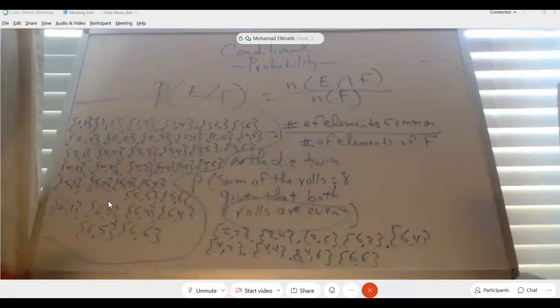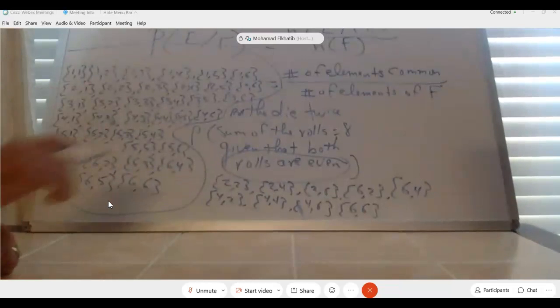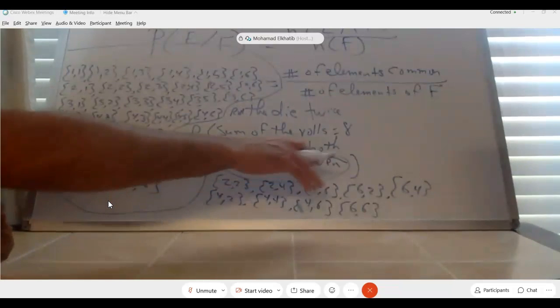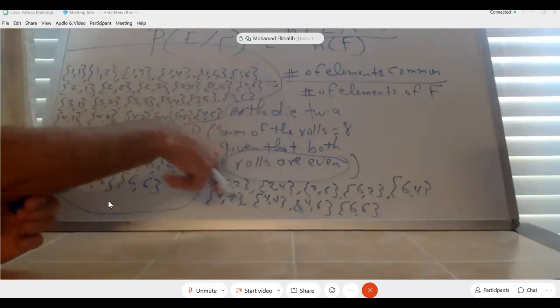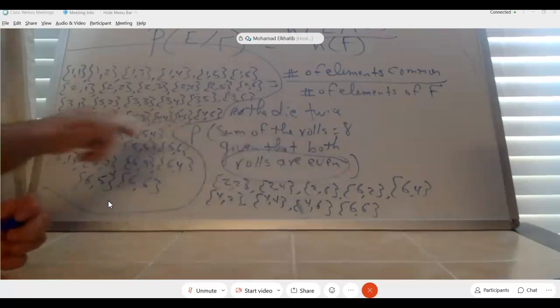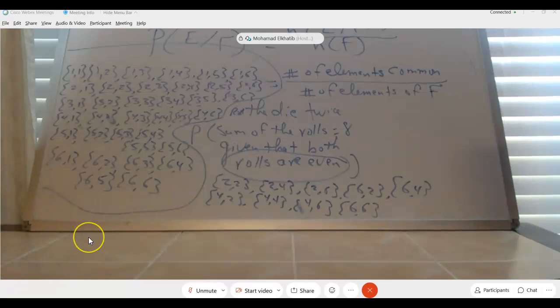So do you agree? These are the ones that are all even. So I did all the sets where both rows are even. Are we good so far? Yes. Now I'm going to do the one before, given that.